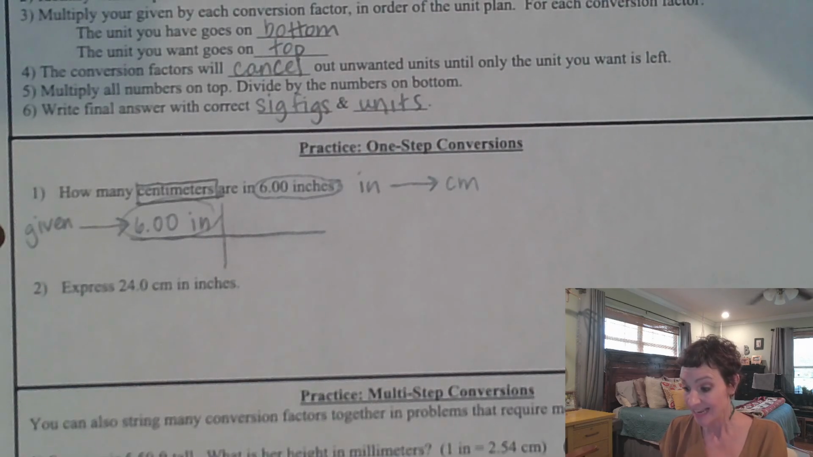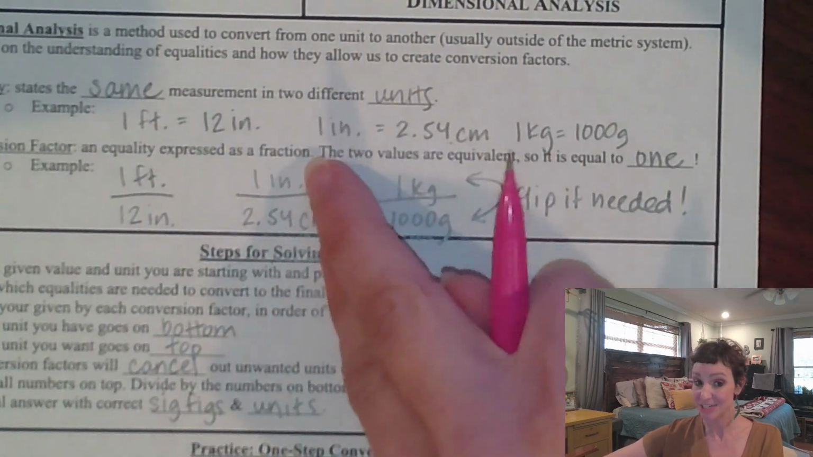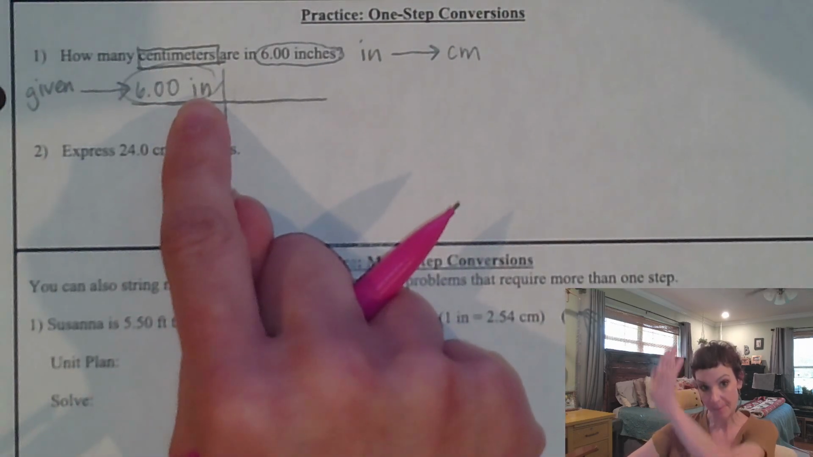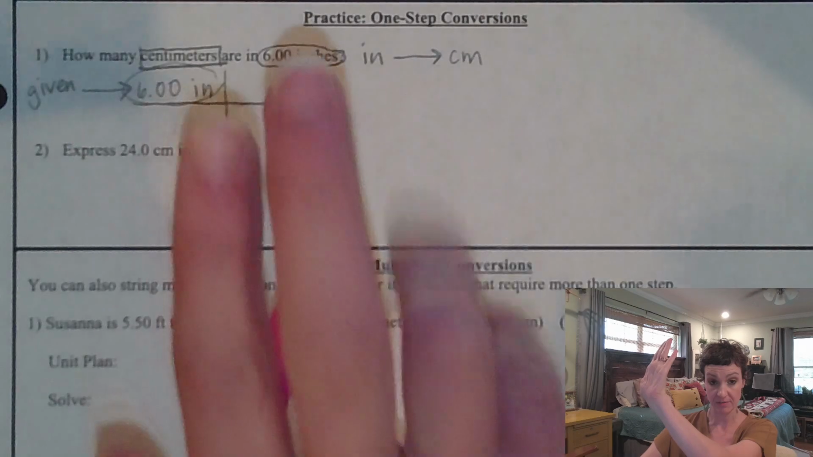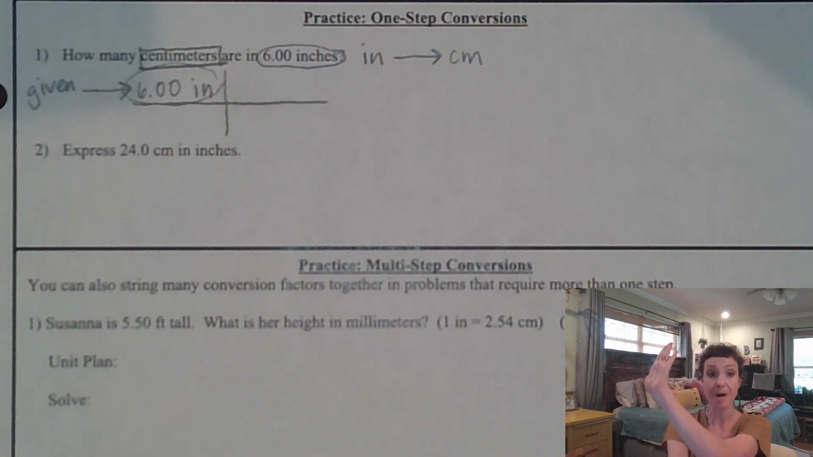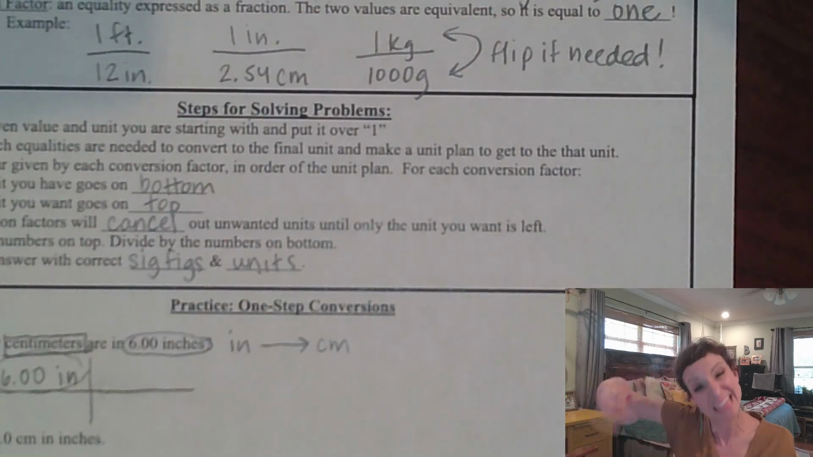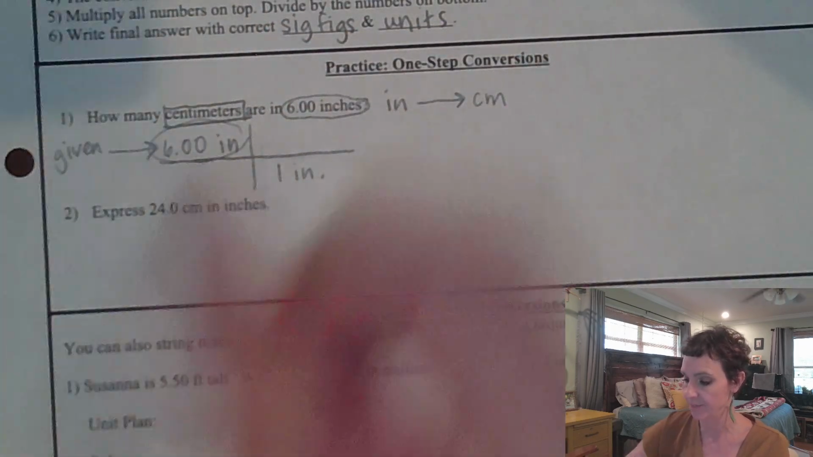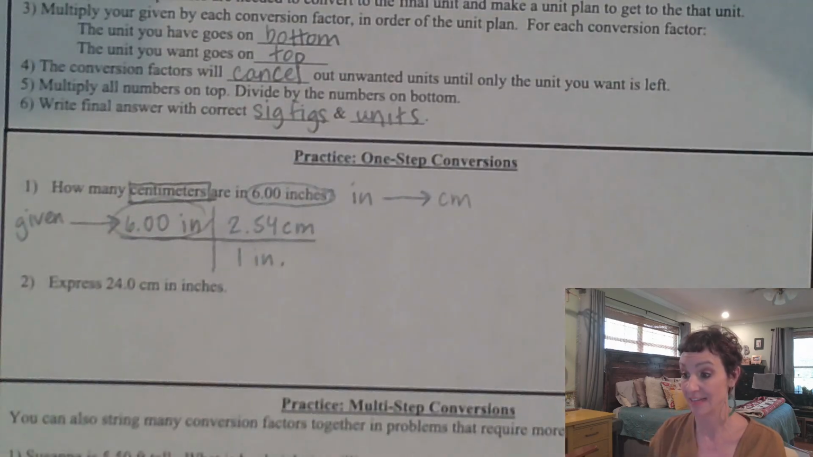That is going to let me know which way I flip that. I always have to flip my conversion factor so that the unit I have on top in the previous step, or in my given, matches the unit in my conversion factor that I have on the bottom. So I have to write this conversion factor with the inches on the bottom, which means 1 inch goes there, and then the 2.54 centimeters goes on the top.